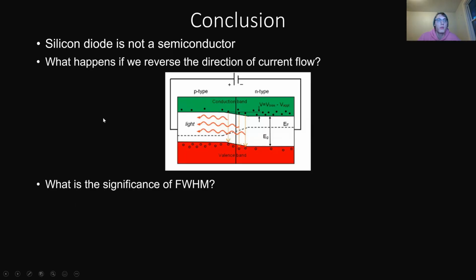And finally, just some conclusions. So commenting on the silicon diode, we found that it was not a semiconductor. This was calculated because we calculated the population ratio of the valence versus the conduction band electrons, and we found it to be very small, under 10%. This means that there's not enough electrons in the conduction band to allow for conduction to occur, which explains its poor conductivity.